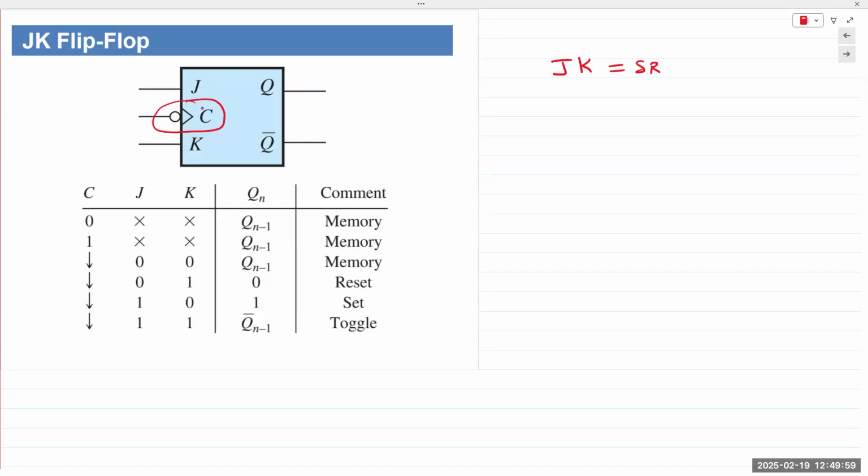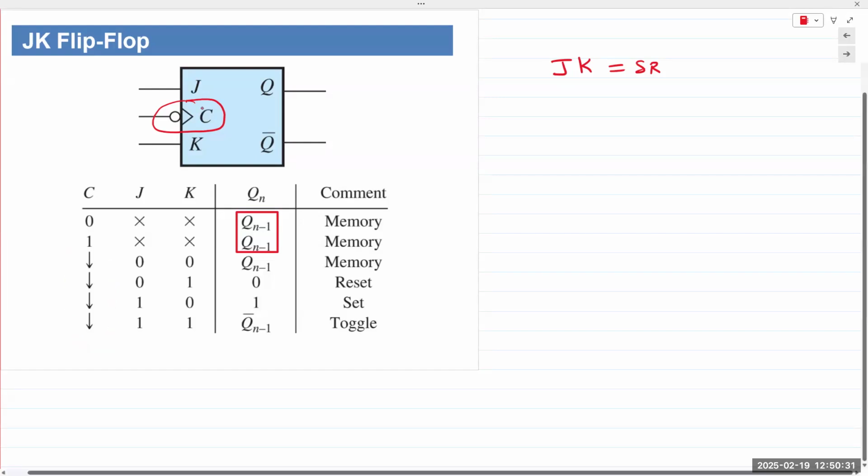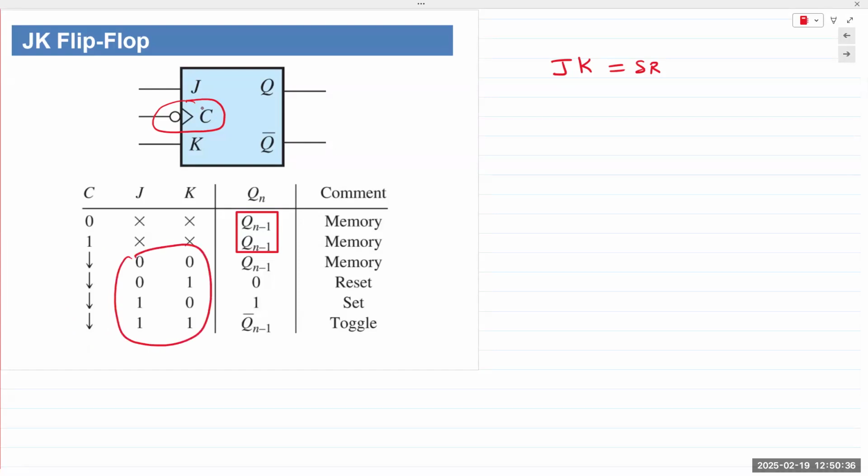Okay. So when the clock is 0, output does not change. When the clock is 1, the output does not change. It means Qn minus 1. Right? In this state, if it's holding on to the previous output, we say it has memory. It's just storing information. When the clock arrives and it has a falling edge, then it functions as an SR flip-flop.